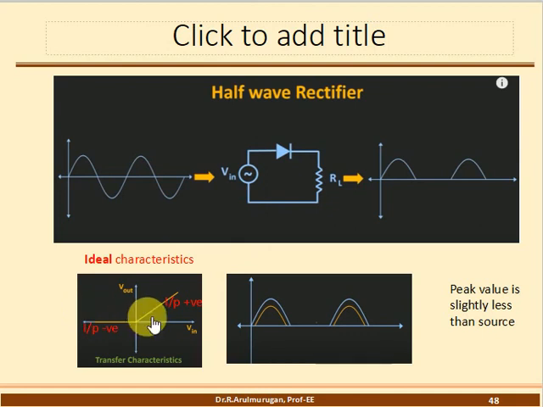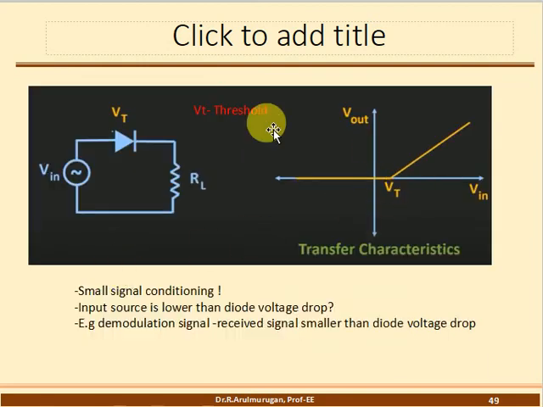Then, these are ideal characteristics, not practical ones. In ideal characteristics there is no loss. What about practical characteristics? Here threshold losses take place. What is the threshold? VT, the voltage drop across the diode. Due to the voltage drop across the diode, for example 0.7 V for silicon, from 0 to 0.7 there is no output voltage. After 0.7, only then is output voltage produced. That is called the threshold voltage.